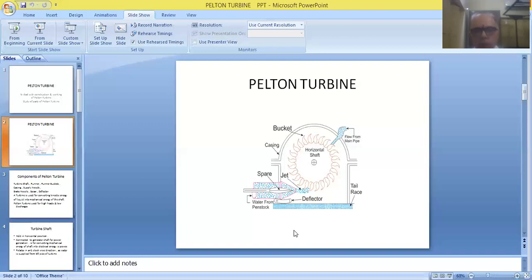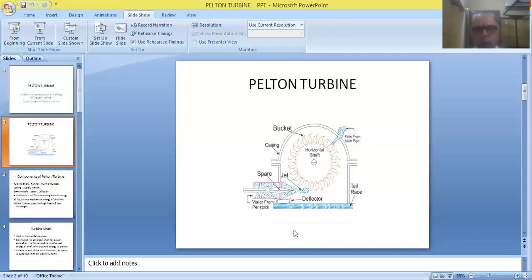During this period, the runner will be converting the kinetic energy of the liquid into mechanical energy of the shaft. So this is the main function of the runner. This is the most important component of the turbine.